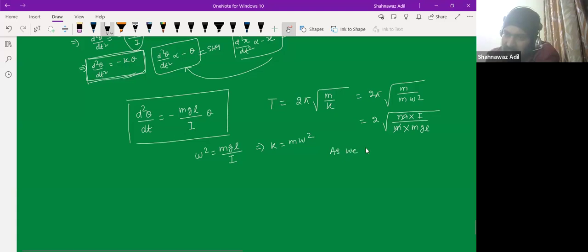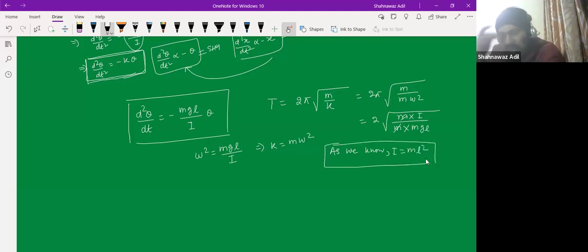as we know, I is simply m l square, right? And do you guys remember what is the time period of a simple pendulum from the dimensional analysis? What was the time period of the simple pendulum that you got? You guys remember that? This you have also done in the school experiment, in the practical part. What was the time period of oscillation of a simple pendulum?